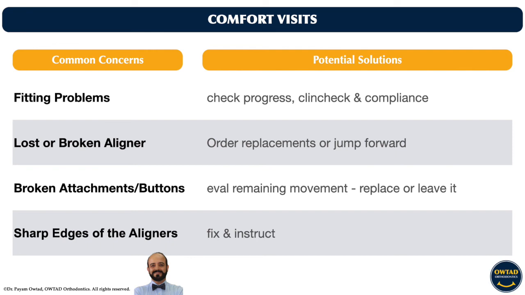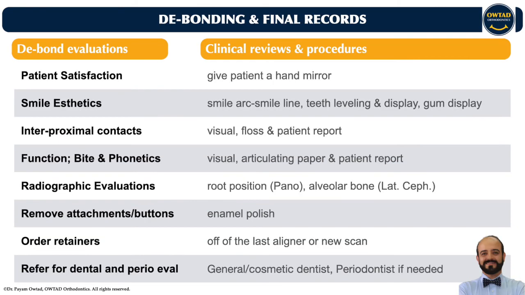And then sharp edges of the aligner, that's not very common, but I see it every now and then. It's like a manufacturing defect or something. If they bring it to the office, you can polish it for them, or you can tell them, hey, don't be scared, get a nail polish out and polish the sharp corners for yourself. As long as you don't compromise the integrity of the appliance, it's okay, you can do that. And that gives patients a lot of comfort.